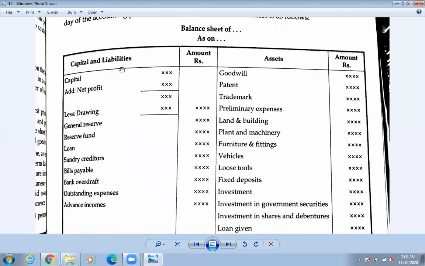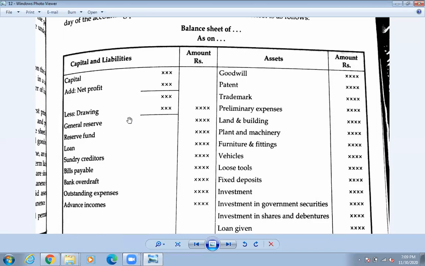Capital and the liabilities, that means you need to write down the capital as well as the liabilities. That means the property we need to pay, in Nepali we call it daitwa. That means we need to pay to someone. Payable. There is a word called payable also over here. So first of all, capital will be there.